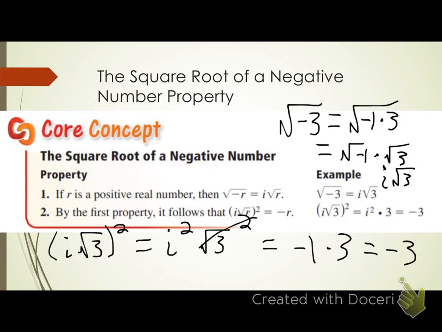Where'd the I go? I squared is negative 1, right? So this is I squared. So that just becomes negative 1. Okay? Are there any questions about these two properties? Can I go ahead and move on? Yes.